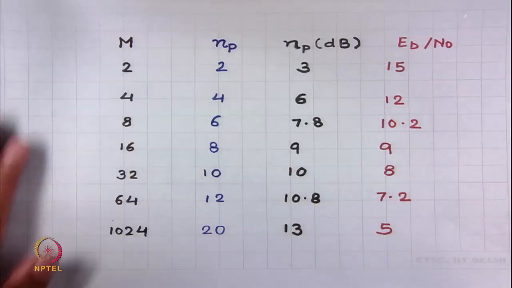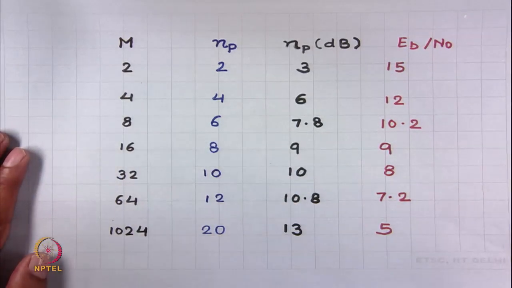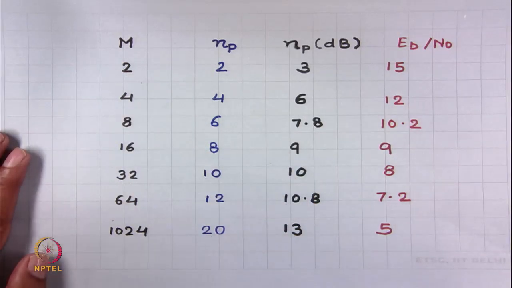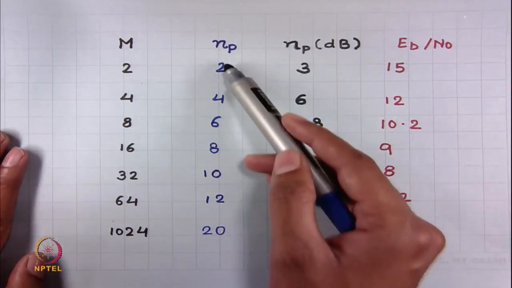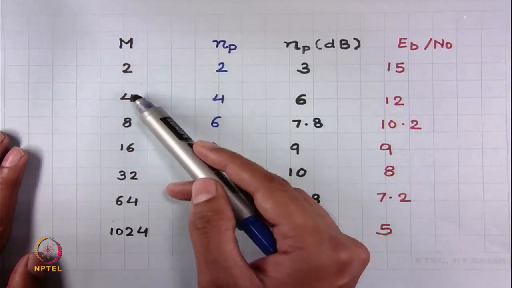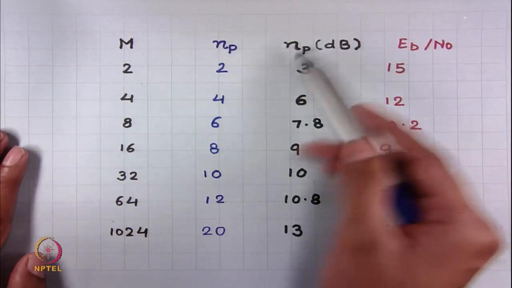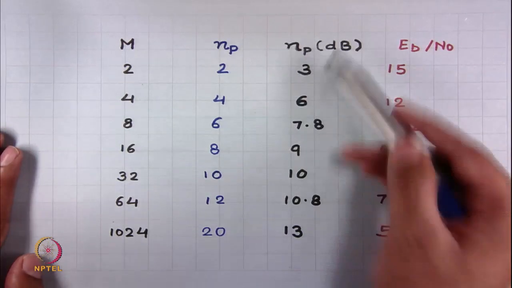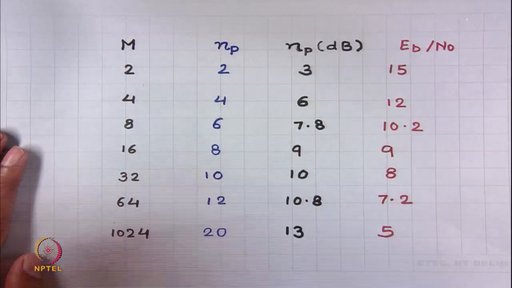Let us look at some numbers. If you double M, so increase M from 2 to 4 to 8 to 16, 32, 64 and 1024, power efficiency increases by 2. So, for every doubling of M, power efficiency increases by 2. And you can also express this power efficiency in dB scale, and this will help you to quickly calculate the Eb/N0 requirement for a given symbol error rate performance.